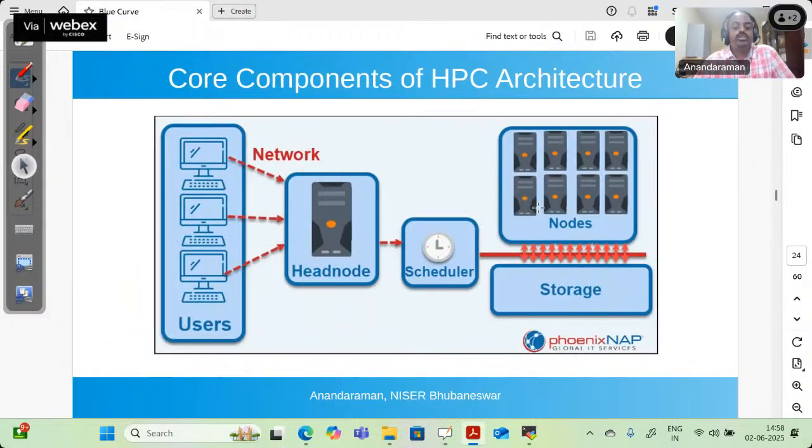Okay. So the core components of HPC are the user, then network, then master node, then scheduler. Actually many people will be using HPC, so we need a scheduler. Why is a scheduler required? If you have a common resource and you want to use it effectively, then a scheduler is needed. Why do we have a timetable? Because classrooms are a resource, and our faculties are a resource. To use the resource effectively, we need some kind of scheduler. A timetable is one type of scheduler. So in HPC also we need a scheduler, and then nodes, storage. These are the components of HPC.